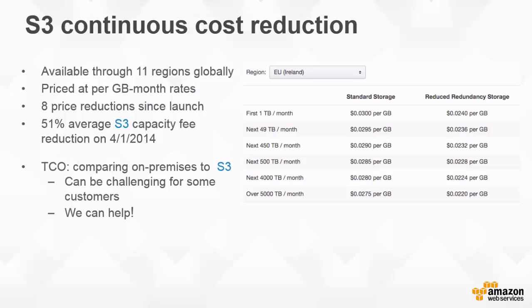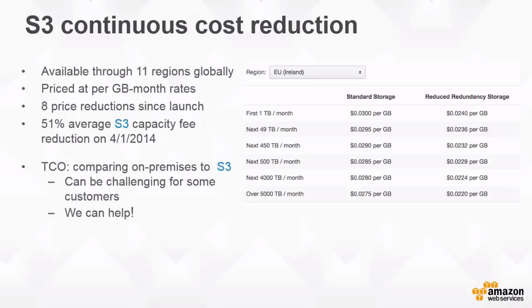At AWS, we are also focused on continually taking cost out of our services. We like to pass these benefits on to our customers in the form of price reductions. So far, S3 has had 8 price reductions since it was launched back in 2006. Last year, we had a dramatic 51% decrease in price for our S3 service.